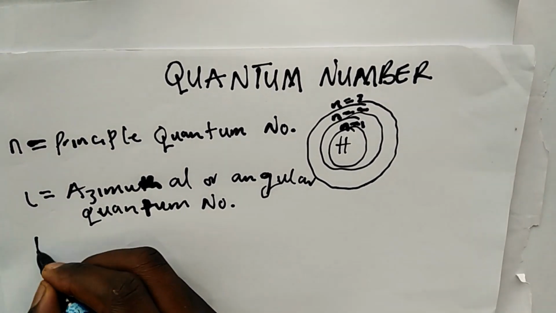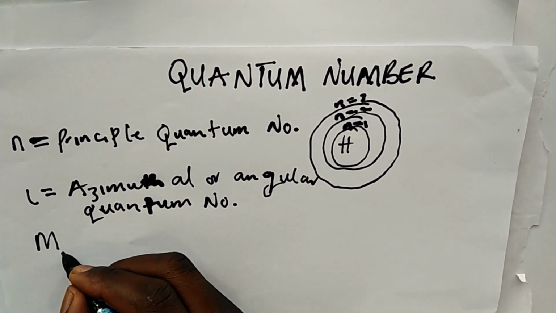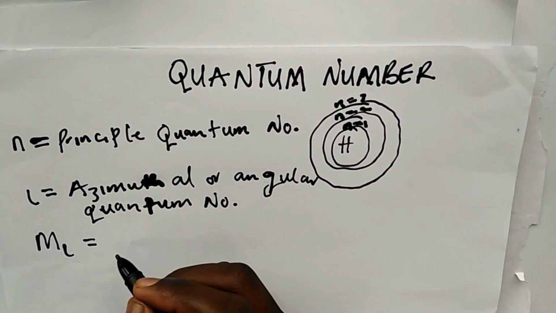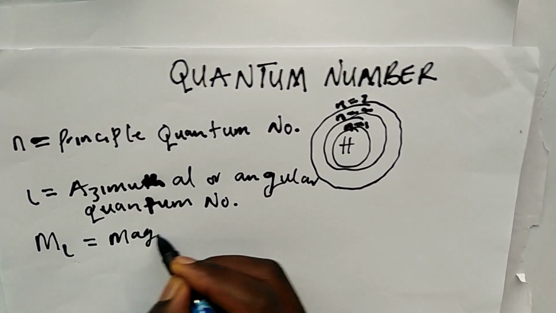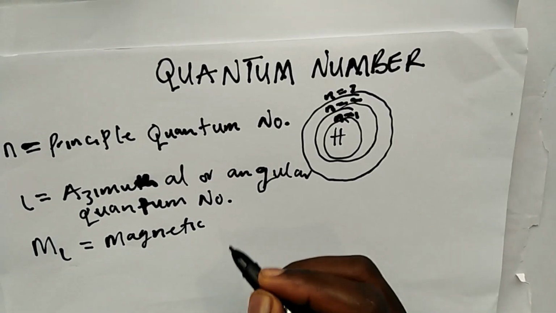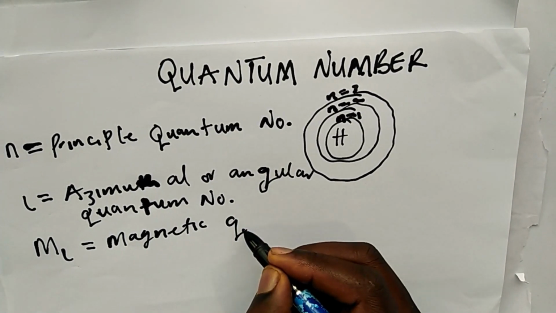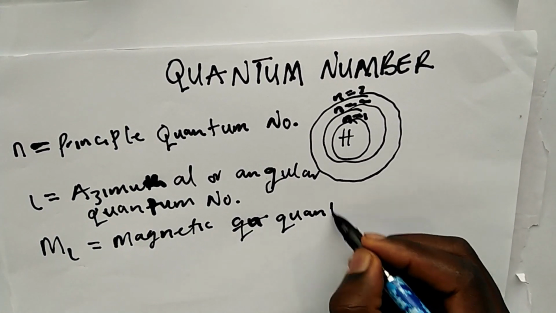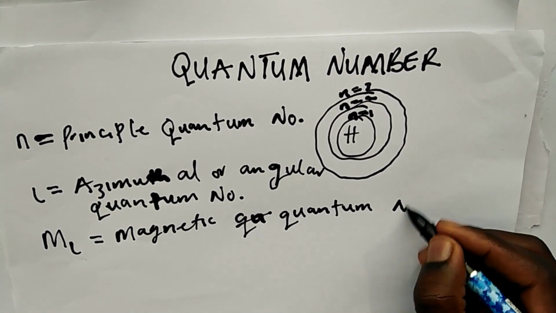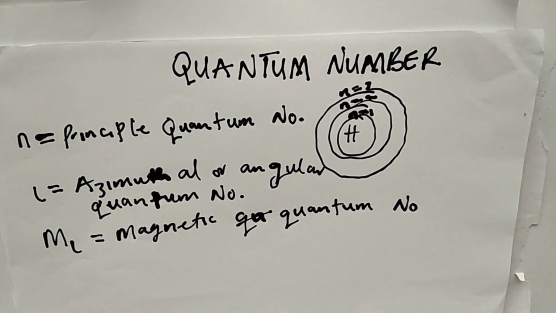Now, we have ML, which is referred to as the magnetic quantum number. ML, the magnetic quantum number, has to do with the specific orbitals within a sub-level.